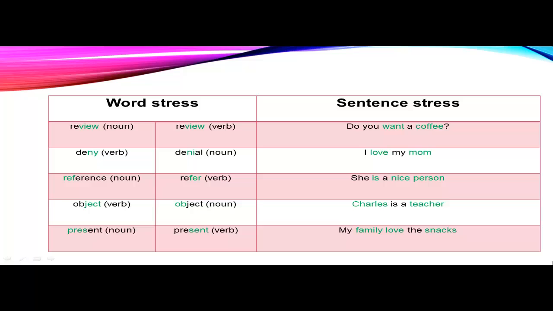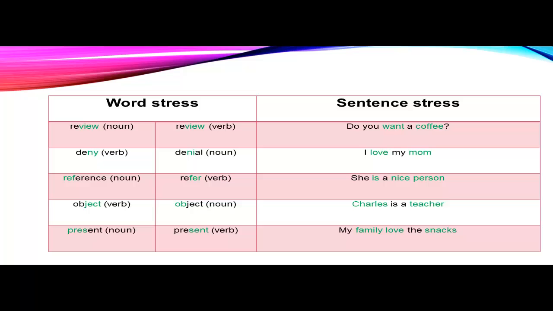Word stress: review, review; deny, denial; reference, refer; object, object; present, present. Sentence stress: do you want a coffee? I love my mom. She's a nice person. Shar is a teacher. My family loves the snacks.